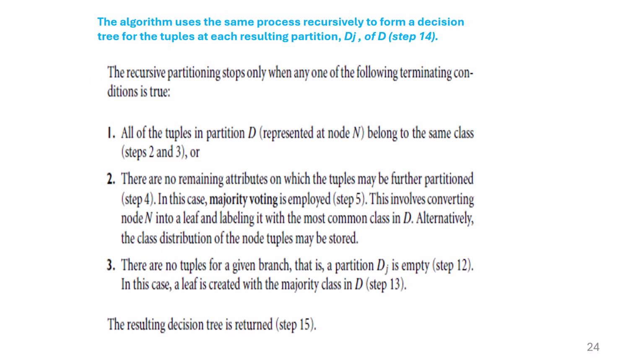The algorithm uses the same process recursively. The recursive partitioning stops only when any one of the following terminating conditions is true. Number 1, all of the tuples in partition D belong to the same class. Number 2, there are no remaining attributes on which the tuples may be further partitioned. Number 3, there are no tuples for a given branch, that is, a partition Dj is empty.